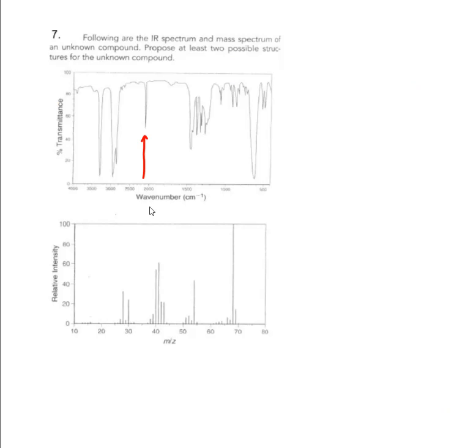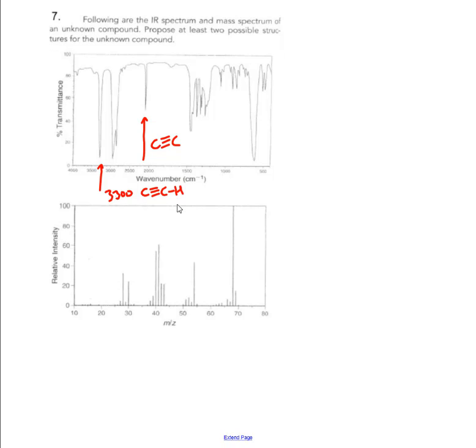Yep, actually it is. So right here is 3300. Between this one telling me it's an alkyne and this one telling me it's a terminal alkyne, meaning an H, now we have a good place to start, right? We've got a lot of information. We know that we're dealing with a terminal alkyne.